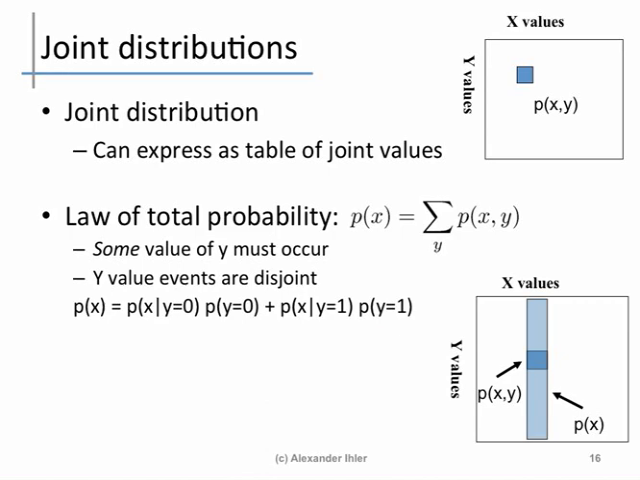So in particular, if some point in this table is the joint probability of x and y, then the entire column here summed together will be p of x. The entire row summed together will be p of y.